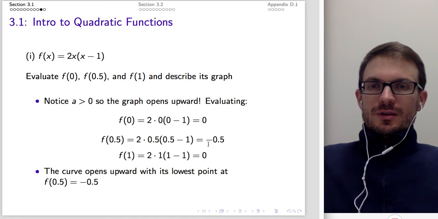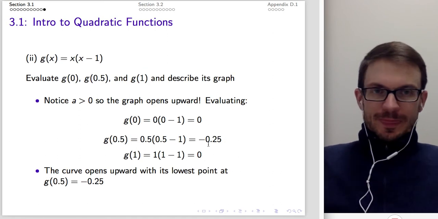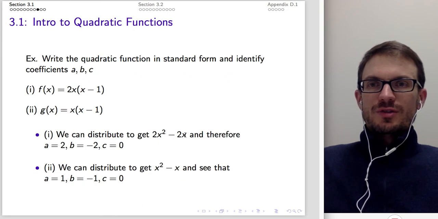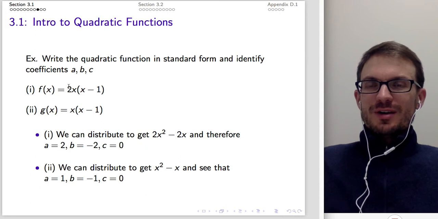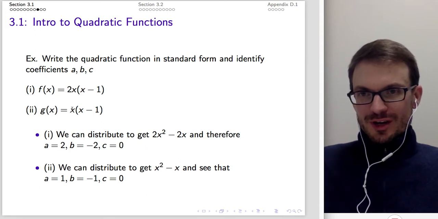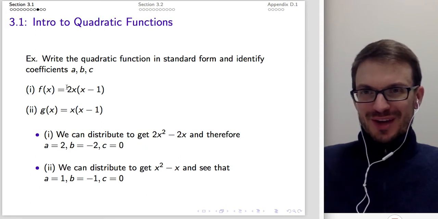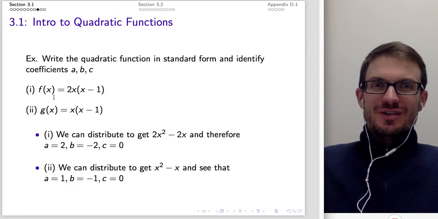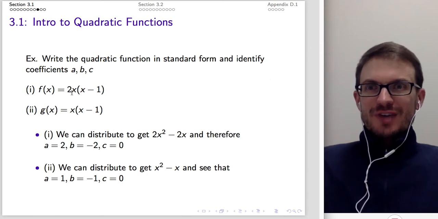Okay. What about the other one? Really similar. It's just a shallower curve, right? We know that because look at how these things are related. Going from here to here, we multiply by 1/2. So 1/2 times f of x gives us g of x, or 2 times g of x gives us f of x.